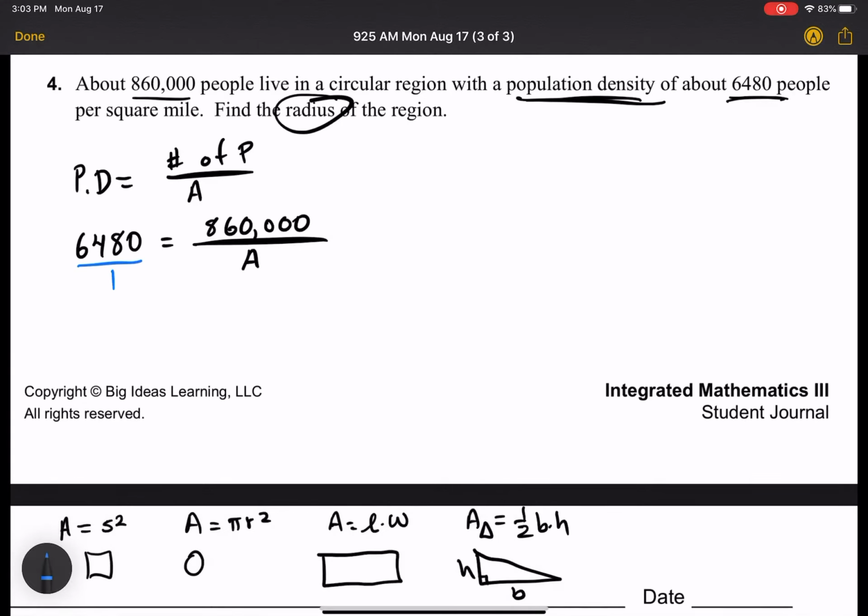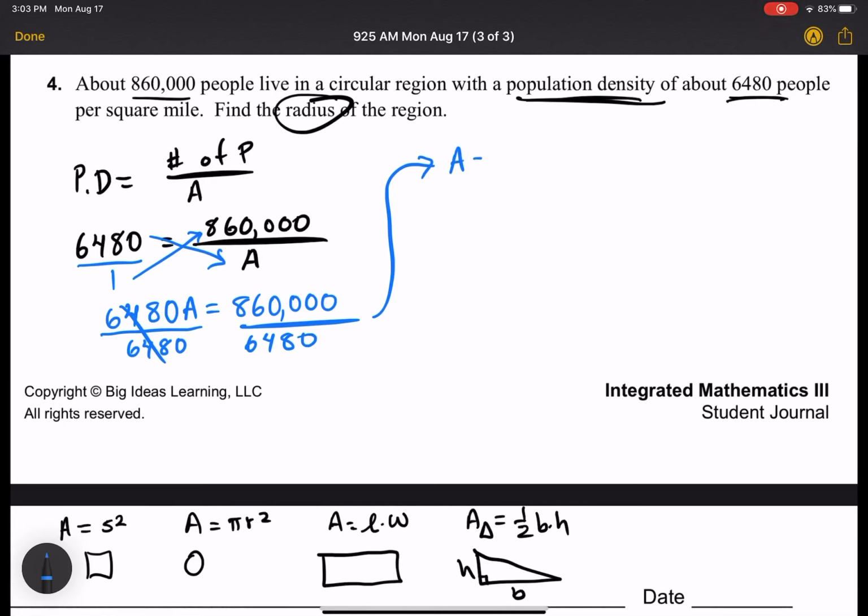The first thing you want to do is put a 1 down here so you can cross multiply as I'm showing you here, and then multiply 1 times 860. Well, 1 times any number is itself. Then to find out what the area is, we divide both sides by 6,480, and this tells me that the area is approximately 132.72 square miles, since we are dealing with miles.